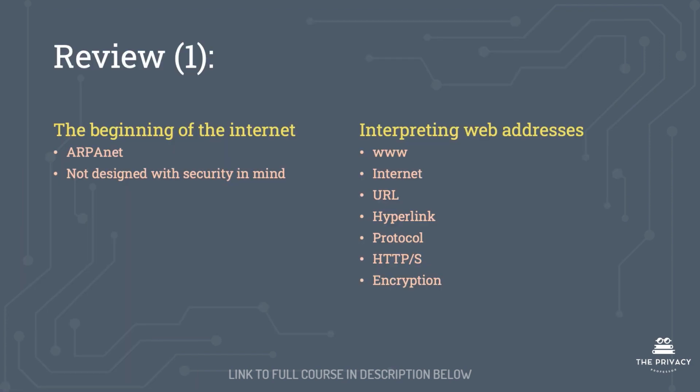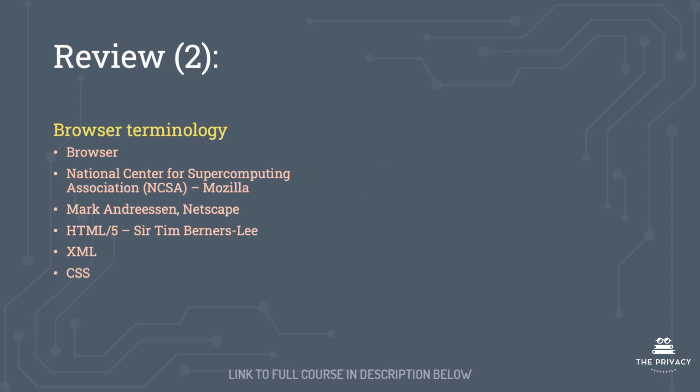In this lecture, we briefly discussed the beginning of the internet. You need to remember ARPANET and that the internet was not designed with security in mind. We then looked at interpreting web addresses. We discussed www, the internet, URL, hyperlink, protocol, HTTP and HTTPS, and encryption. And we ended by discussing web browsers.